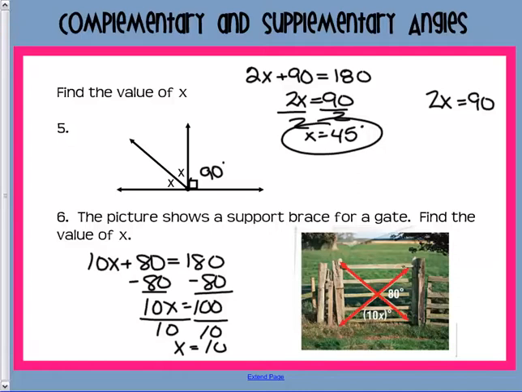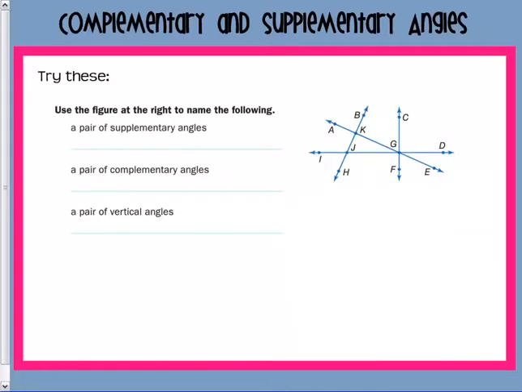All right, let's look at a couple more examples. If we have this figure next to us, we want to use the figure to find a pair of supplementary angles, a pair of complementary angles, and a pair of vertical angles. Go ahead and pause the video right now and see if you can come up with some of the supplementary, complementary, and vertical angles. Remember to name them correctly, okay?